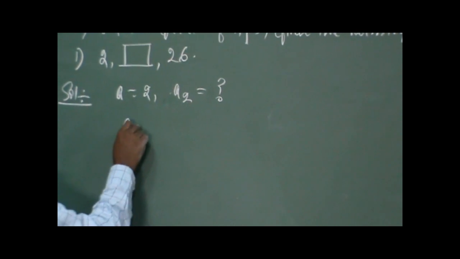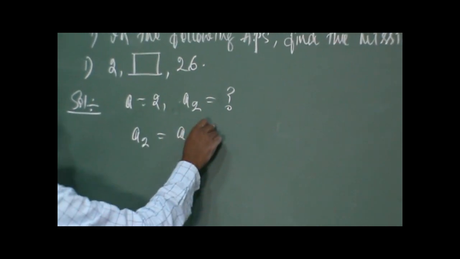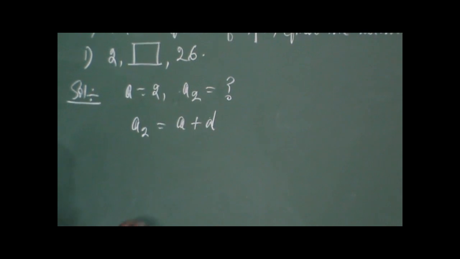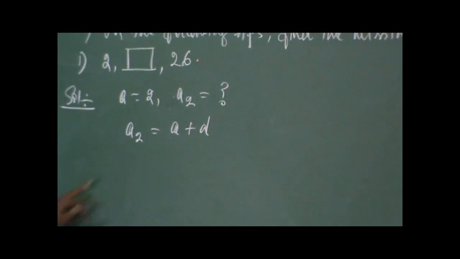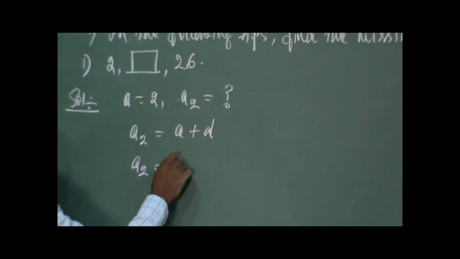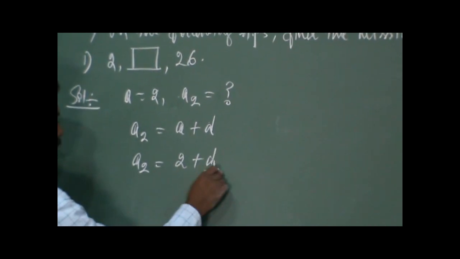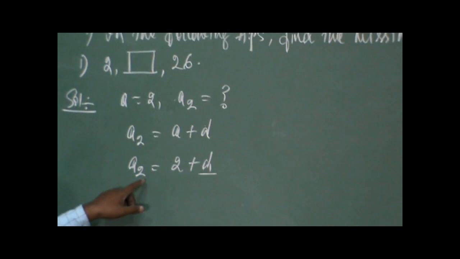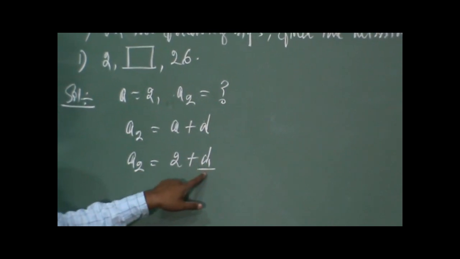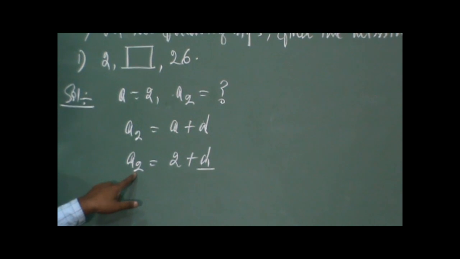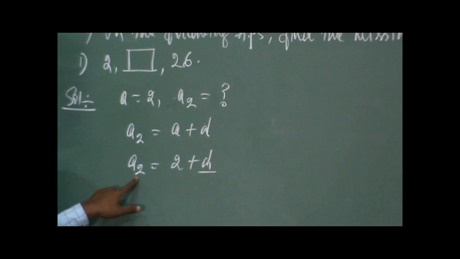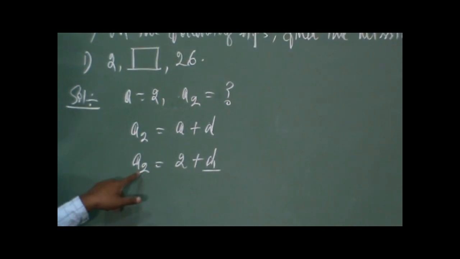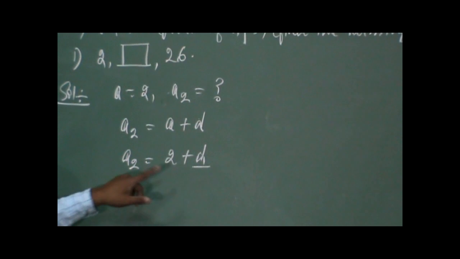A2 can be written as A2 is equal to A plus D. If you add the first term to one time the common difference, you are going to get the second term. So A2 is equal to 2 plus D. Here we have come across two unknowns, one is A2, another is D. So you cannot get the value of A2. Therefore we have to first find out the value of D and then A2. Right? So let us find out the value of D now.